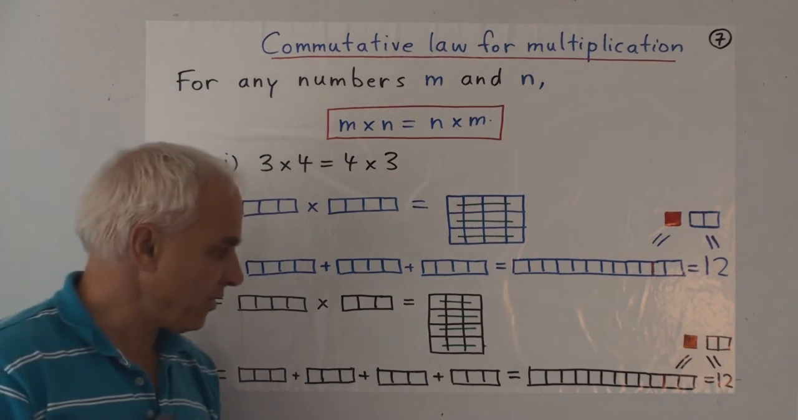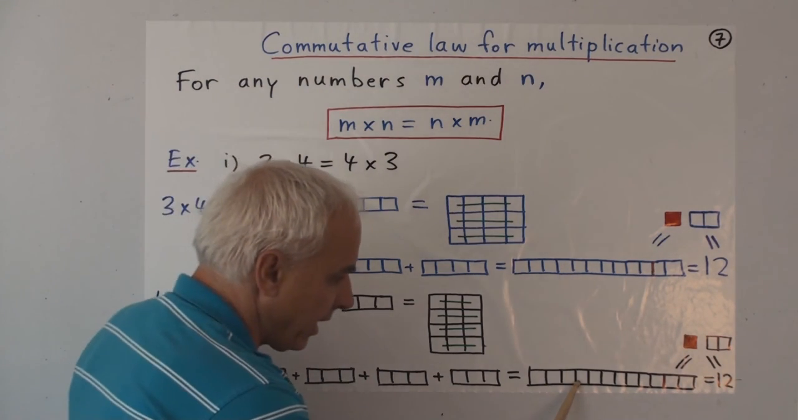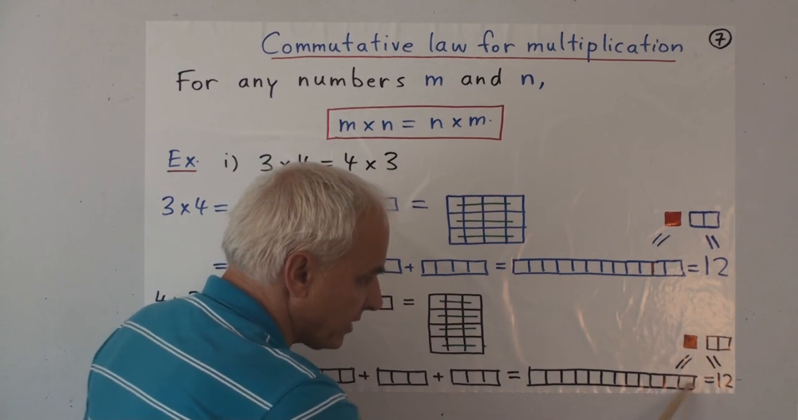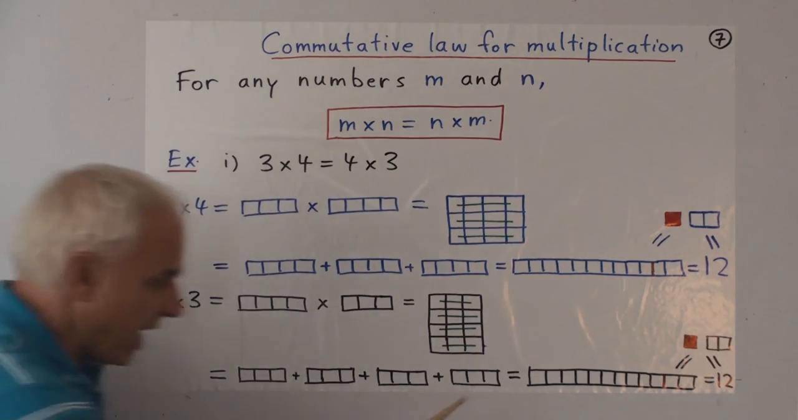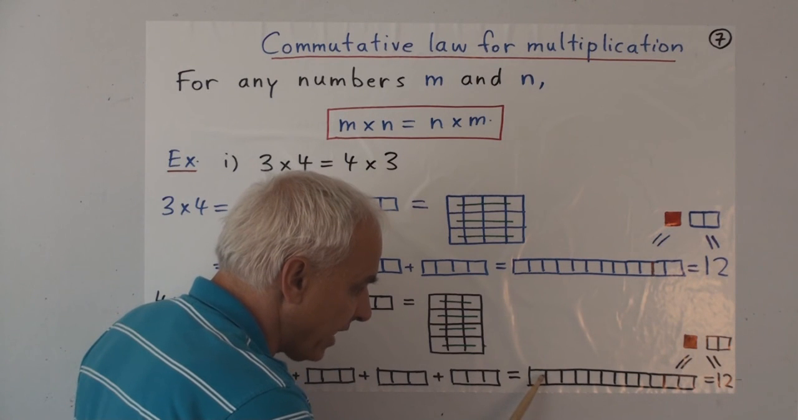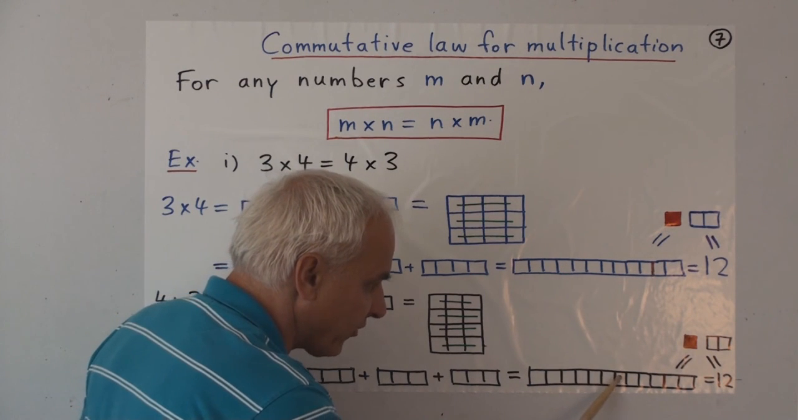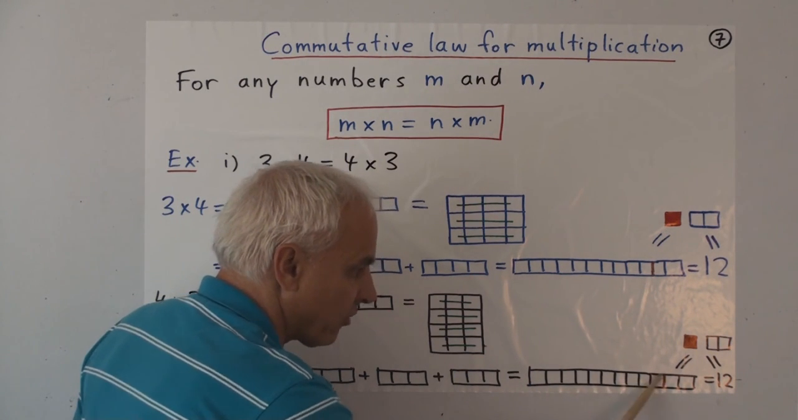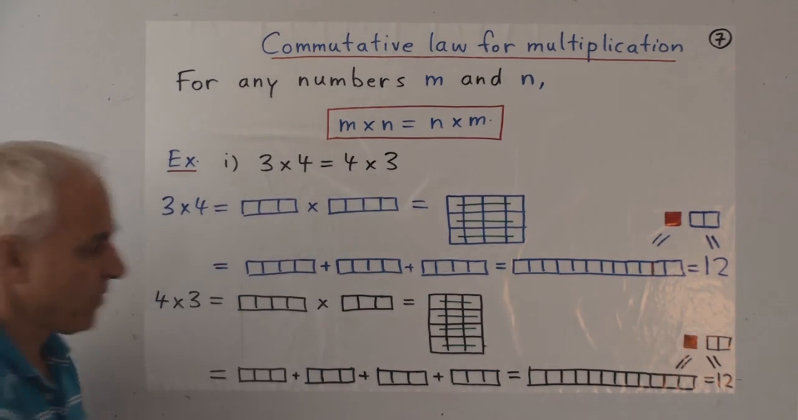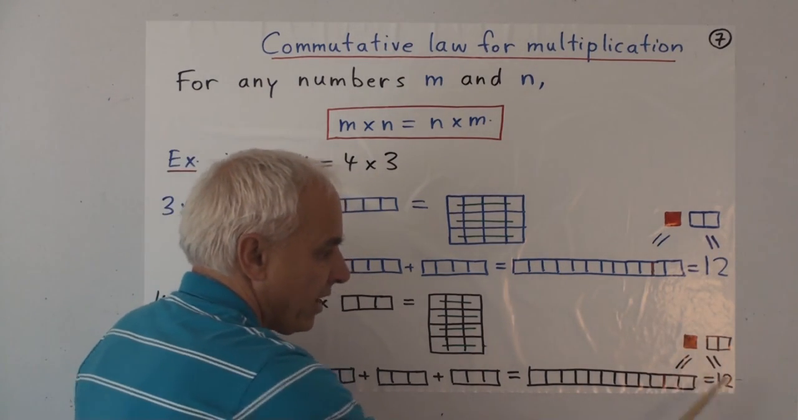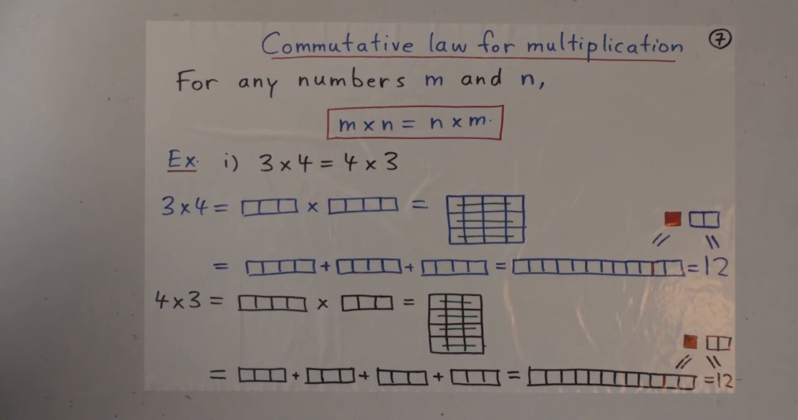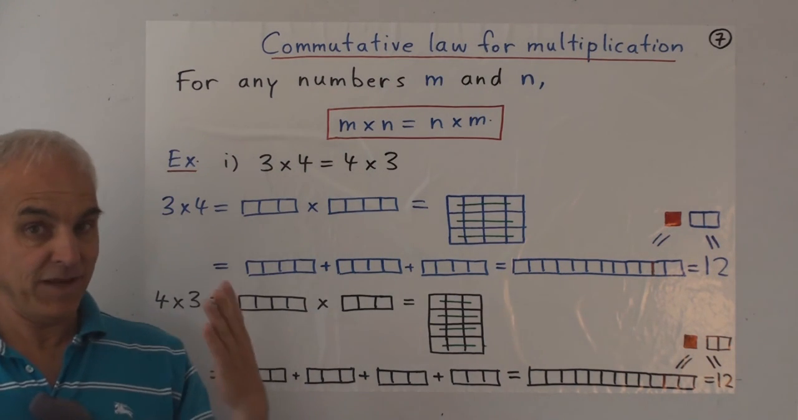When we put those all together, there's 3, there's another 3, there's another 3, there's another 3. Then we count this, peel off 10. 1, 2, 3, 4, 5, 6, 7, 8, 9, 10. That group of 10 is a single 10. 2 left over, we get 12 again. So 3 times 4 is 4 times 3. We've computed both sides and we've seen that this is the case.